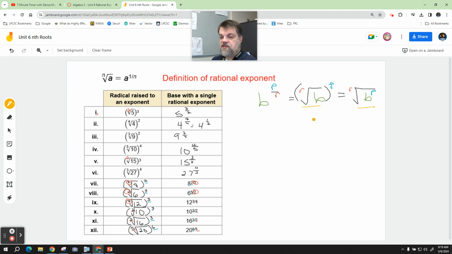This and this are radicals because they have the radical symbol. Uh-oh, I'm running out of colors. This one right here is a rational exponent. Okay? But they all equal the same thing.